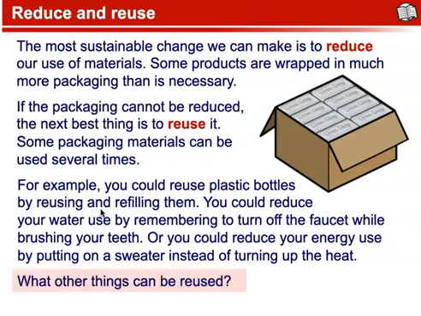So what are some other things that can be reused? Reducing and reusing should come before recycling. An item should only be recycled after it has been reused as much as possible. Even larger items like furniture can be reused. Selling second-hand items to a new home or repurposing them are both ways of reusing something.